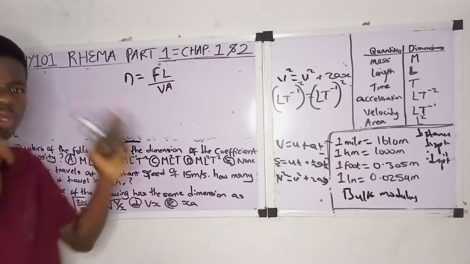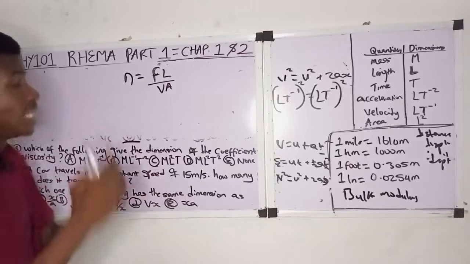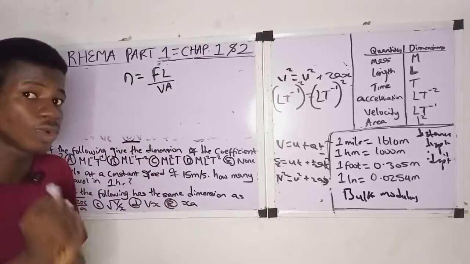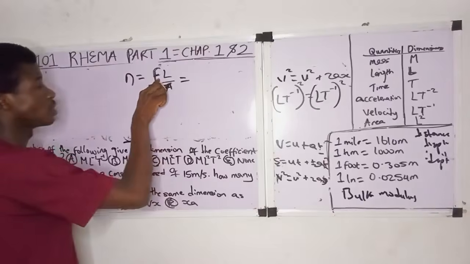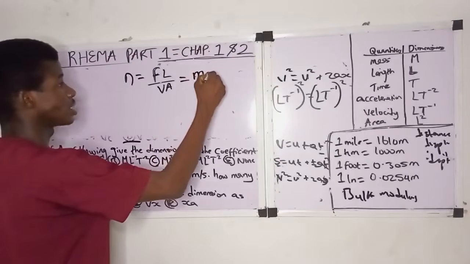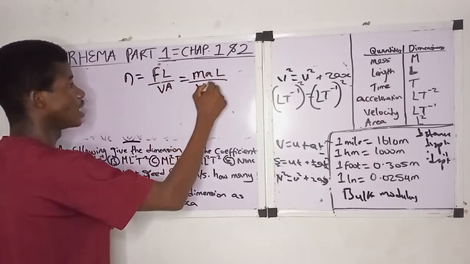So the first thing I told you to know when looking for the dimension of a particular quantity is to know the formula of that quantity. So this is the formula. Now let's continue. Remember, force is mass times acceleration, then length, divided by velocity, then area.